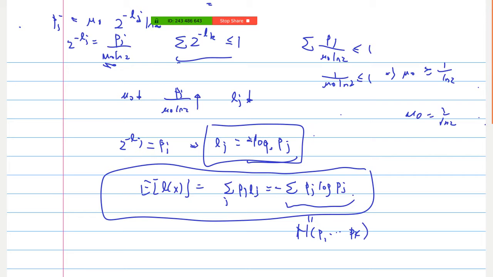So the minimum of the average length is the same as the entropy. When you have the source, you want to compress it as much as possible. Then the average size you can compress to is the same as the entropy, basically. You cannot go less than that, because if you do, you will violate the Kraft inequality, and then you will not have a lossless recovery. You cannot recover the source anymore.